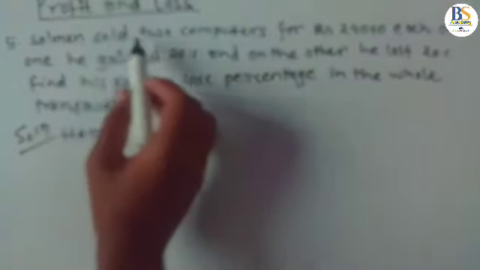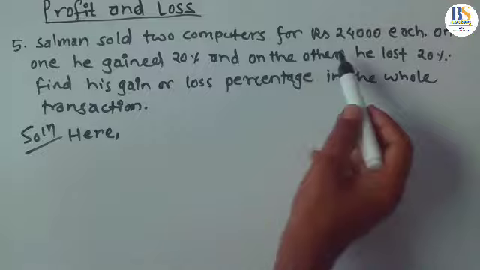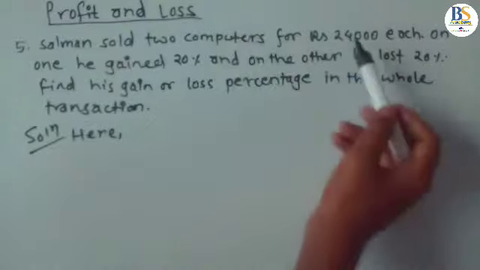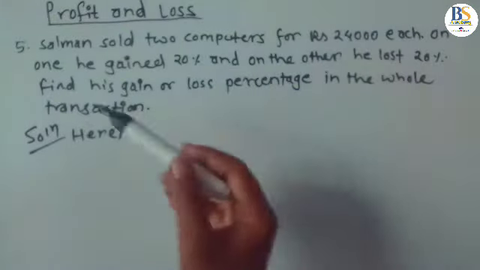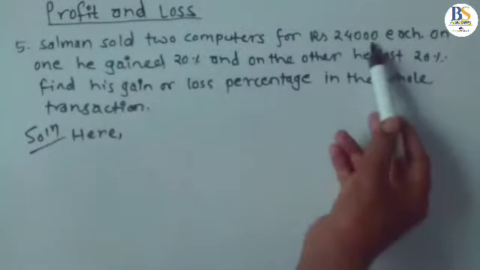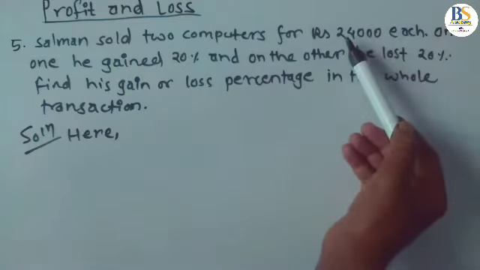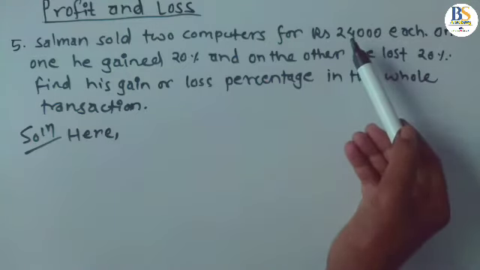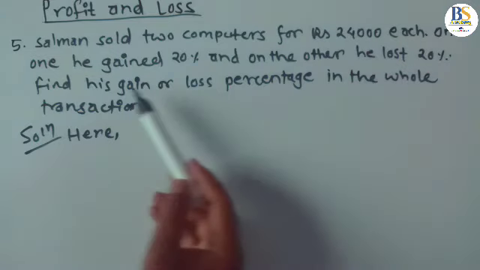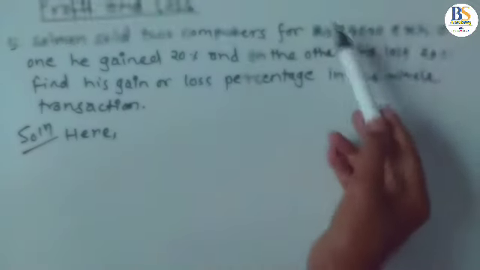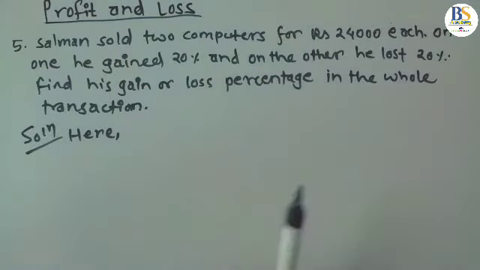Okay, last question. Salman sold two computers for Rs 24,000 each. On one he gained 20% and on the other he lost 20%. Find his gain or loss percentage in the whole transaction. SP of one computer is 24,000 and SP of the next computer is also 24,000. We have to calculate gain or loss percentage in the whole transaction. Our target is to find CP of two computers. Then we can find profit or loss percent.